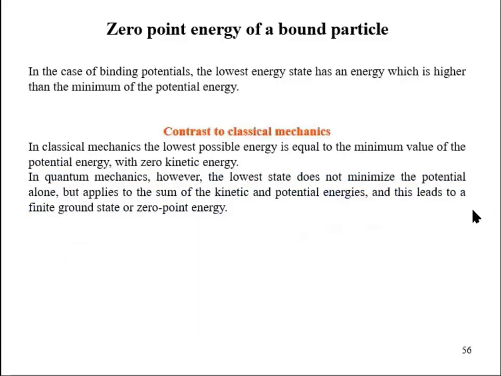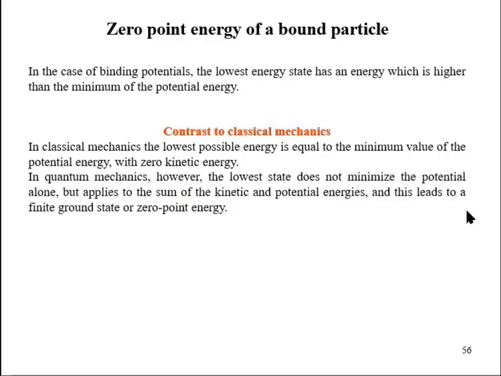The appearance of zero-point energy brings a contrast between classical and quantum mechanics. In classical mechanics, the lowest possible energy is the minimum of potential energy with zero kinetic energy, while quantum mechanics does not minimize the potential energy alone. Rather, quantum mechanics is applied to the sum of kinetic energy and potential energy.